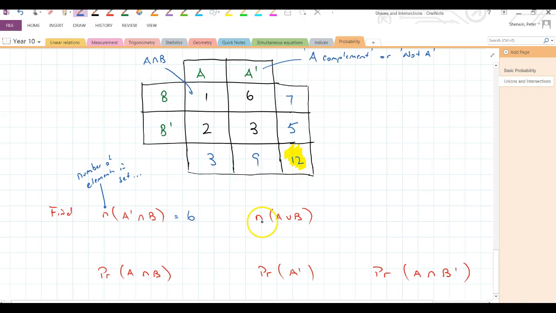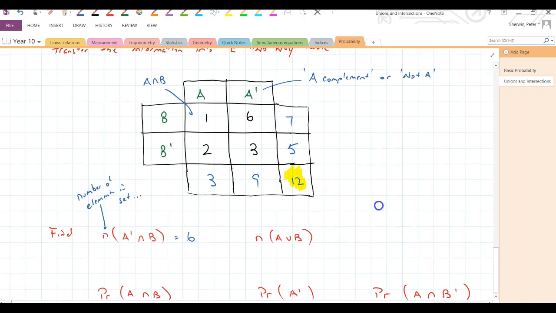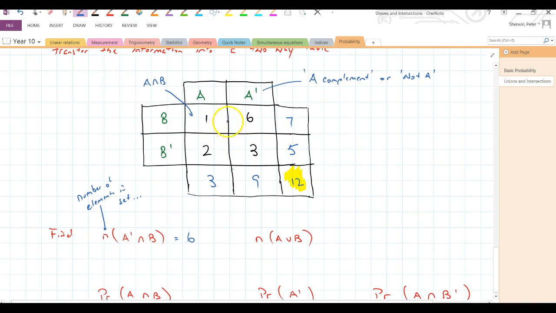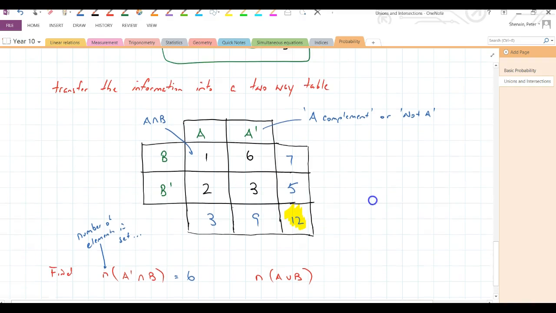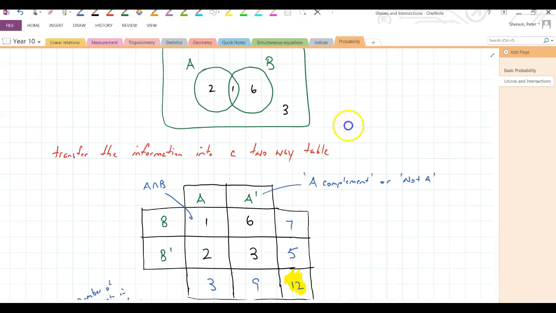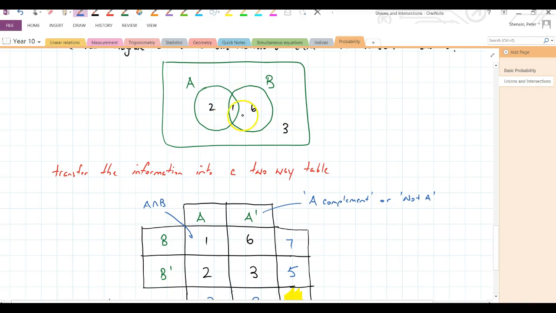The number of elements in A union B. So this is all my A's here, 3, and this is all my B's here, 7. So that's 10. But remember, I've included that 1 twice. So that's actually 3 plus 7 minus 1, which is 9. Another way of looking at that is just to add up the 1 and the 6 and the 2. We leave out the A complement B complement intersection, because those don't include A or B. So probably easier to see up here, isn't it? 2, 1, 6, 9, A union B.